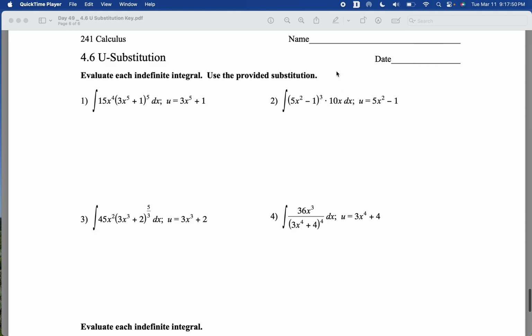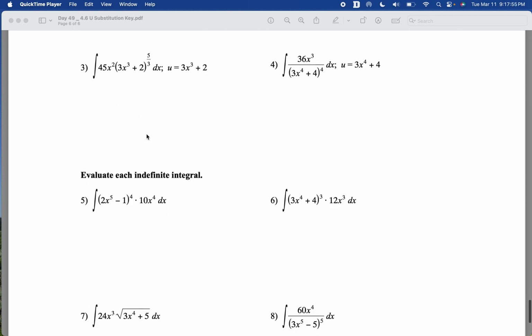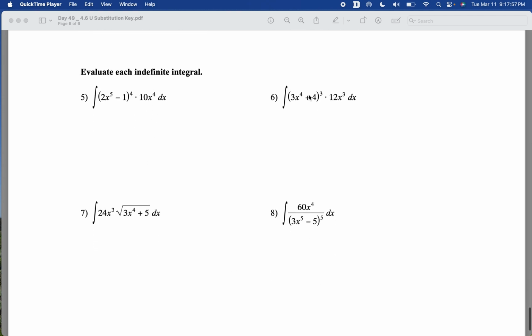You also have this for homework. These give you the u's, so these ones are pretty straightforward. These 4 don't give you the u's, so you have to figure that out.